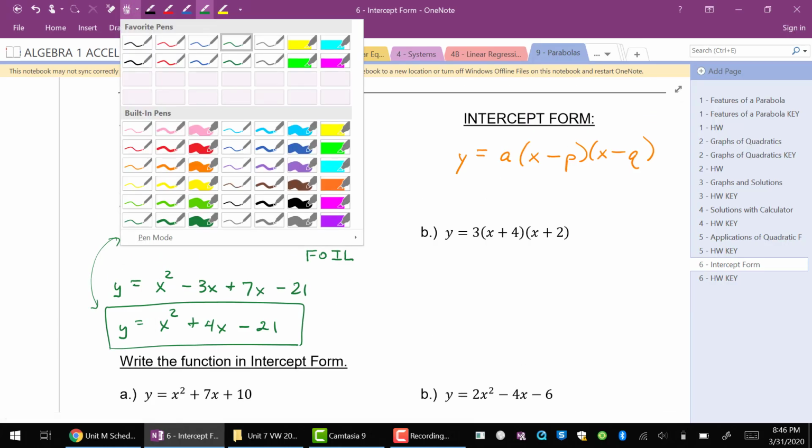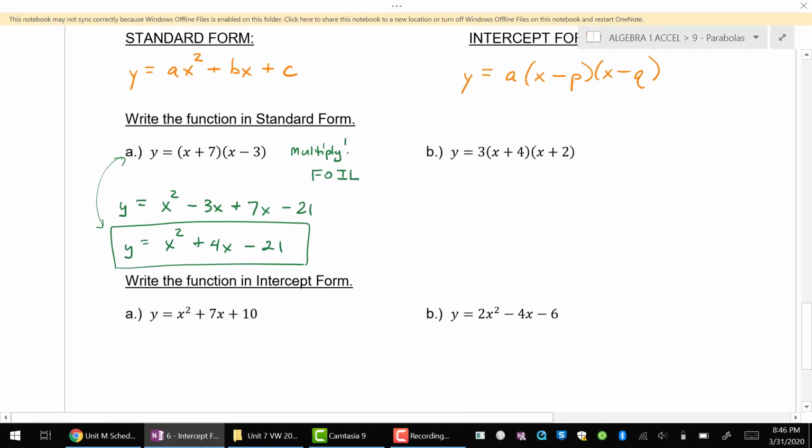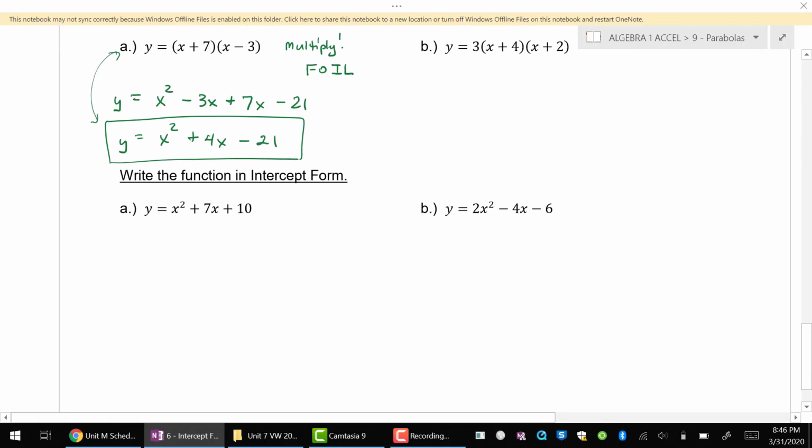And finally, let's go backwards. Given the standard form here, write the function in intercept form. So here we're given that multiplied version, that FOILed version. We now have to factor. Intercept form, by the way, is sometimes known as factored form. It's a quick form that lets us find the solutions or find the x-intercepts of the parabola pretty quickly.